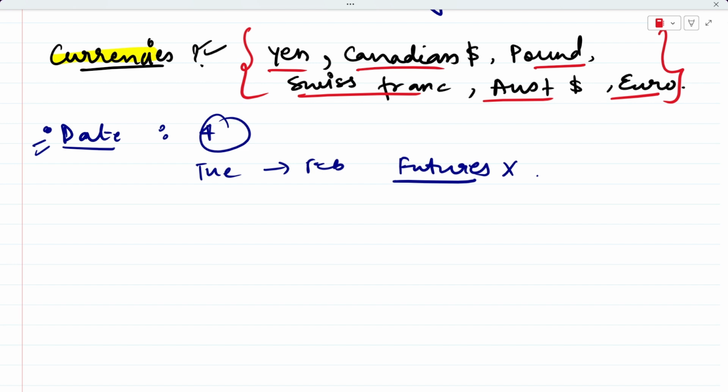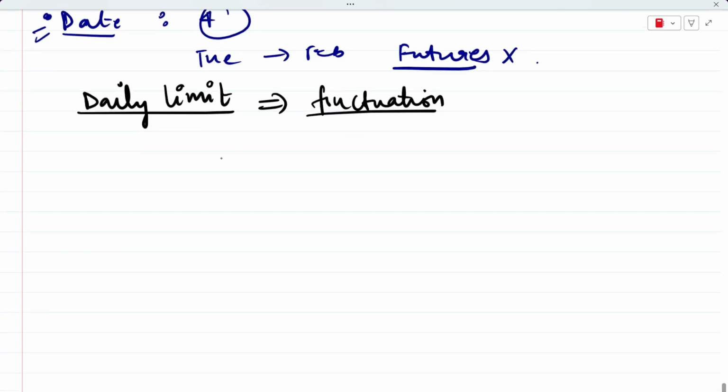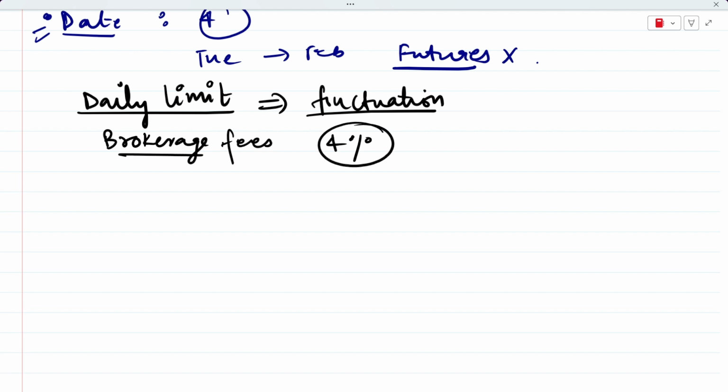These are some of the rules, and there are some other rules as well. There is also a daily limit on how much the exchange rate can fluctuate, because we want to prevent any kind of swing. You also have to pay a brokerage commission and post a security deposit of around 4% of the entire contract value. So you have to pay brokerage fees and also a security deposit.